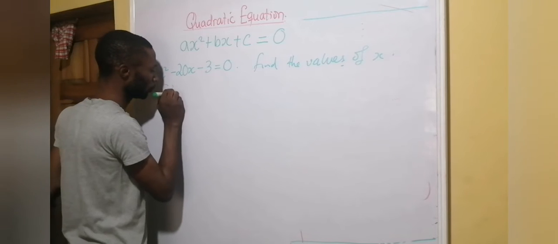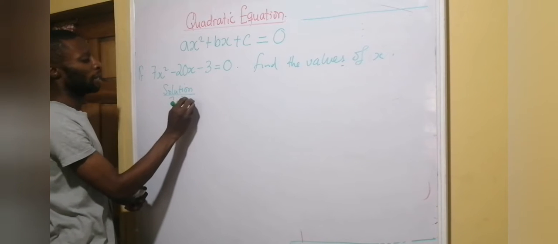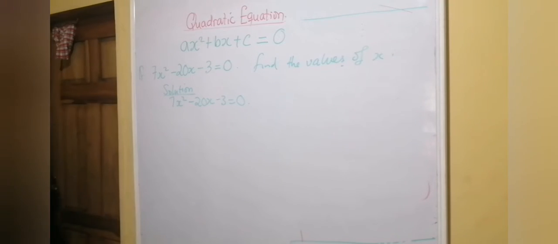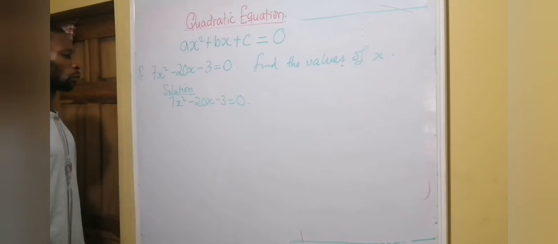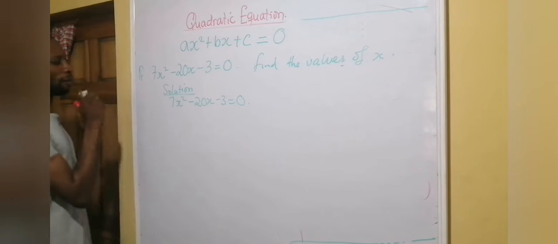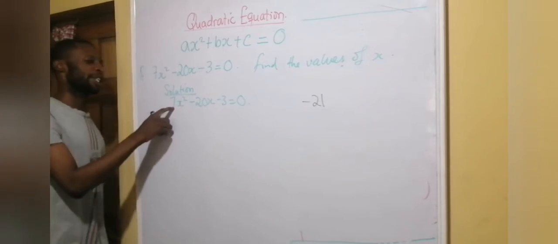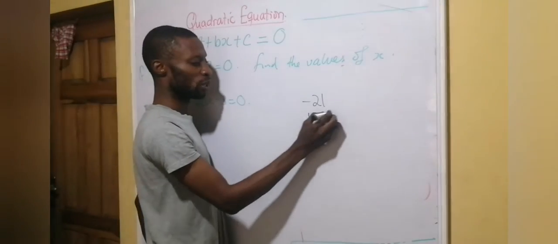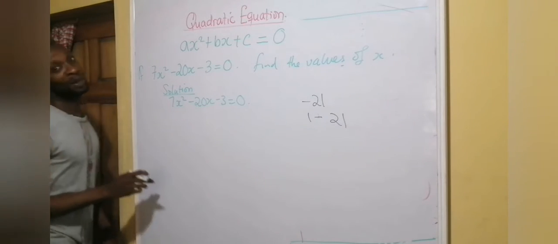So this is the solution. We have 7x squared minus 20x minus 3 is equal to 0. When you see something like this, we can factorize. So let's factorize it out. We have 7 times minus 3, which is minus 21. Two factors, 1 and minus 21, and 1 minus 21 will give us minus 20. So we use 1 and minus 21.